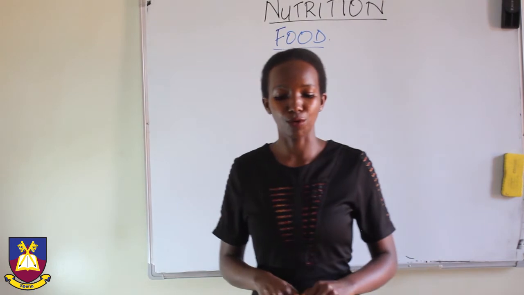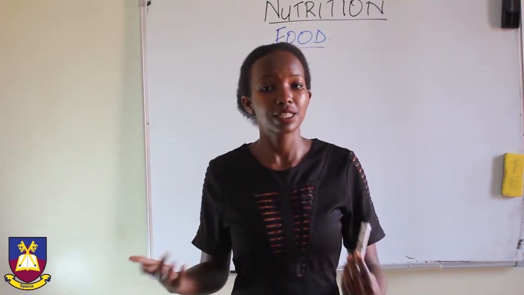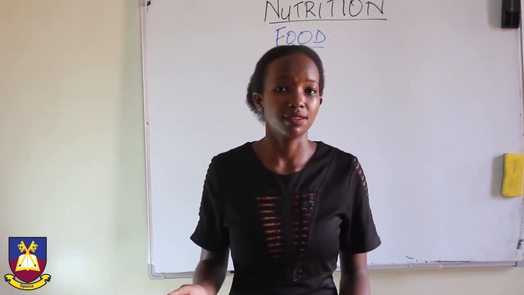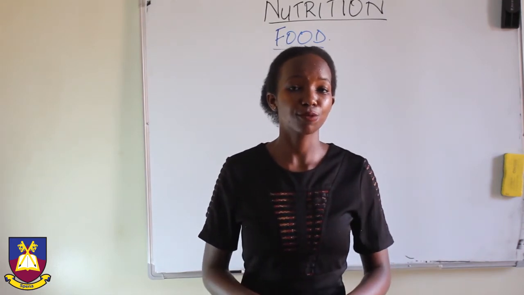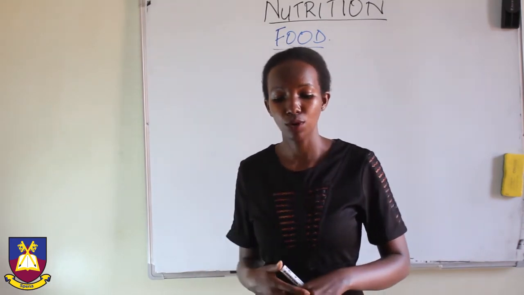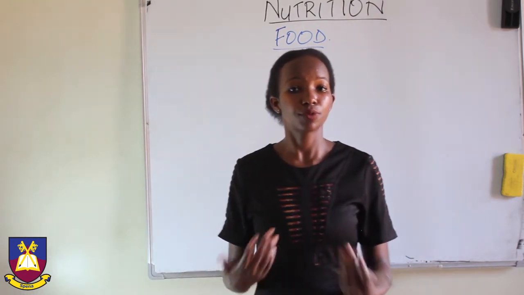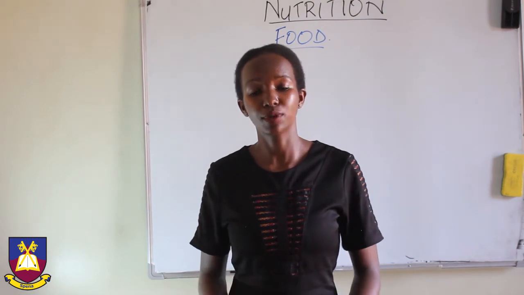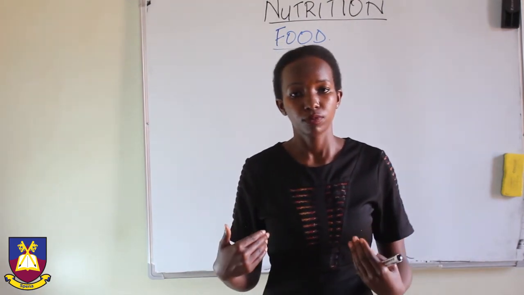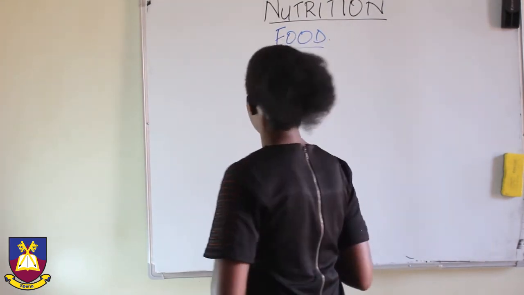And number 4, it is important to protect the body from disease and infection. There are some foods we eat that protect us from disease. For example, vitamins and proteins. Okay, so those are the 4 major importances of food.